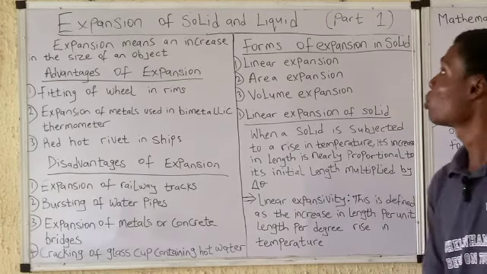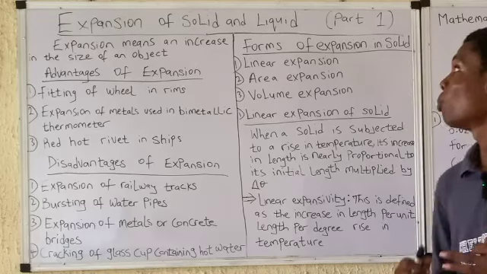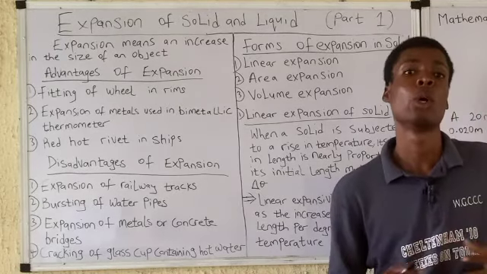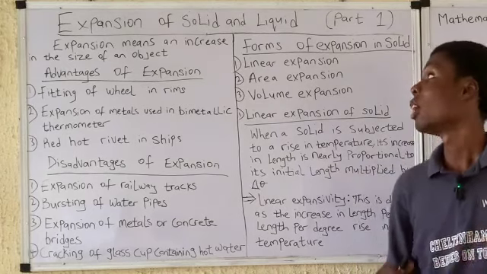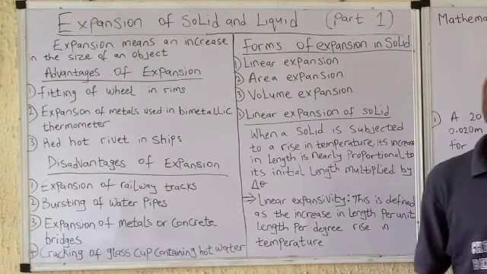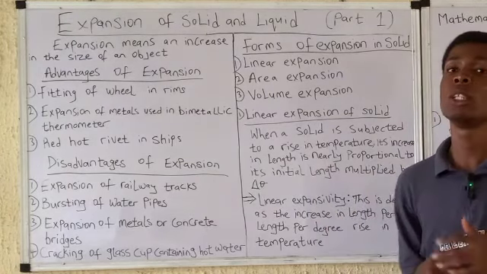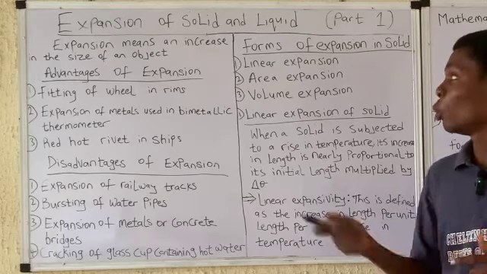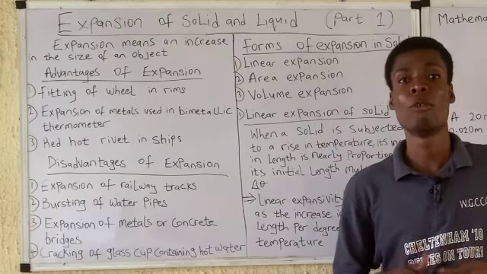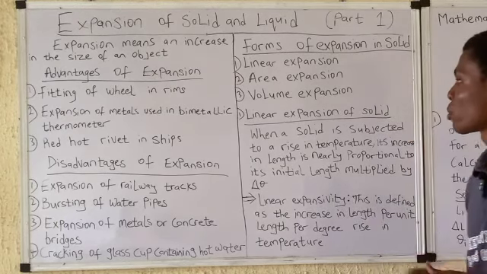Now we move to forms of expansion in solid. We have three basic forms of expansion in solid: the linear expansion, the area expansion, and the volume expansion. In this video, we'll be taking only the linear expansion, while in part 2 of this video, we'll be taking the area and volume expansion. Now, linear expansion of solid.